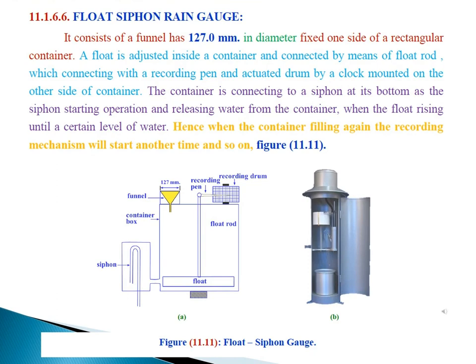Float siphon gauge. It consists of a funnel 127 mm in diameter, fixed on one side of a rectangular container. A float is adjusted inside the container and connected by means of a float rod to the recording pen, and a drum actuated by a clock is mounted on the other side of the container, as shown in the enclosed figure.